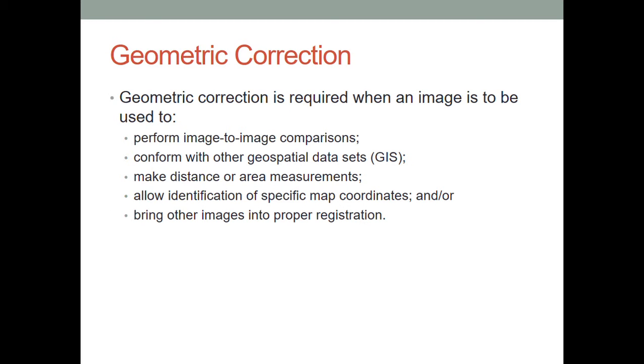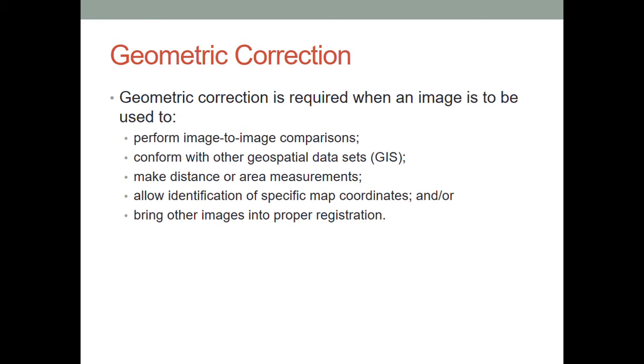So geometric correction is required when an image is to be used to perform image-to-image comparison. Usually if you have different sources of images, and to conform with other geospatial data sets, especially if you have certain images and you have GIS data, you want to register so that the image will fit almost perfectly on the GIS map, and to make distance or area measurements. Remember, it's quite difficult to measure on a curved, skewed surface. It's much easier if you have a flat surface. Therefore, flatten it out and do the measurement.